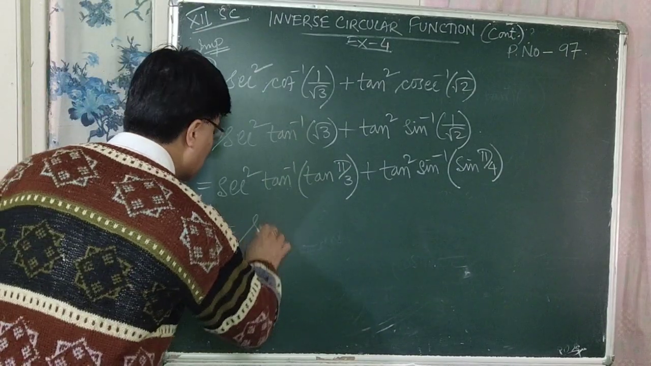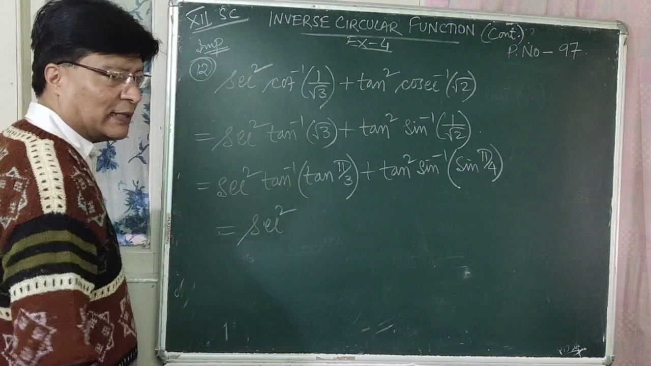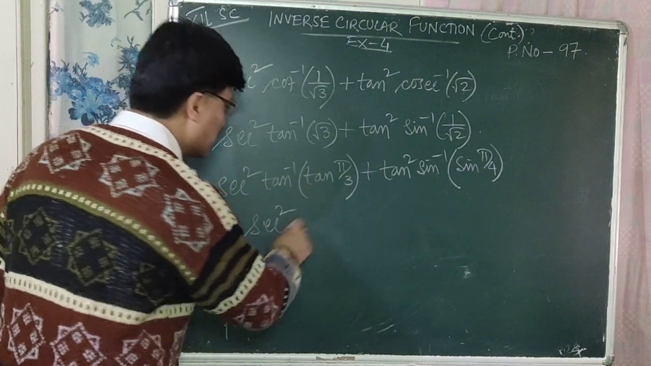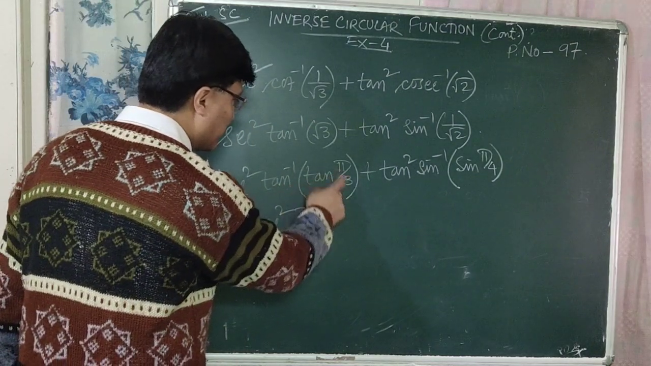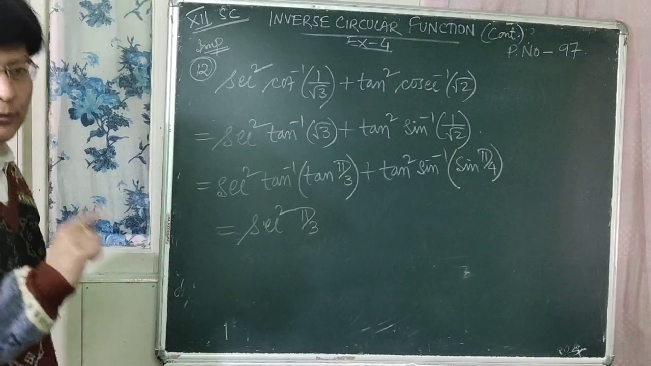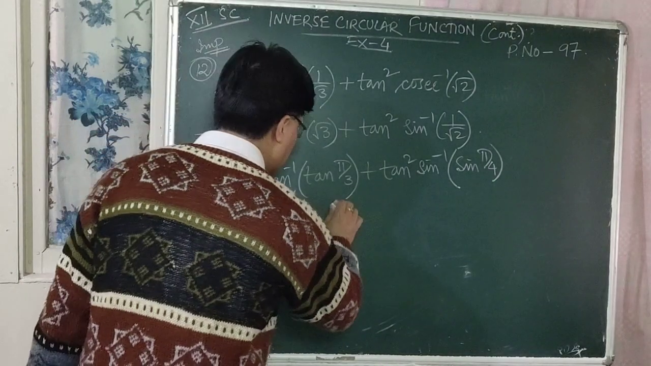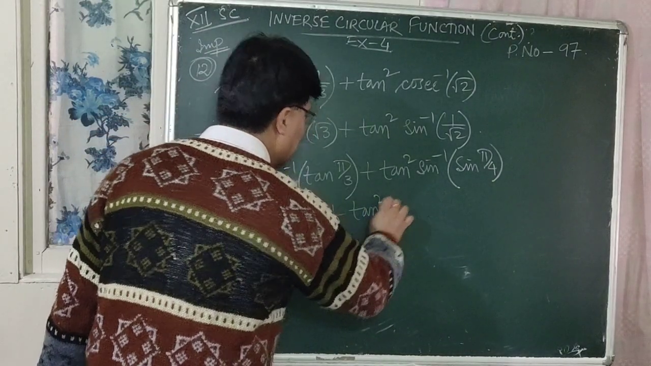So which is equal to sec square tan inverse tan pi by 3. What is it? Sec square pi by 3. Tan inverse tan pi by 3 is pi by 3. You know that, tan inverse tan x is x. Plus this is tan square.